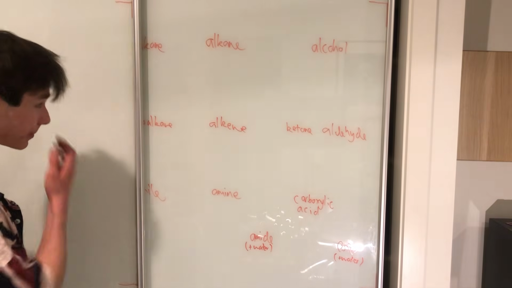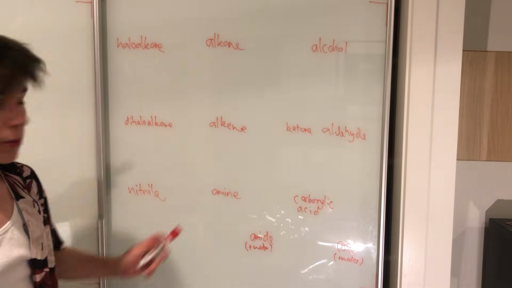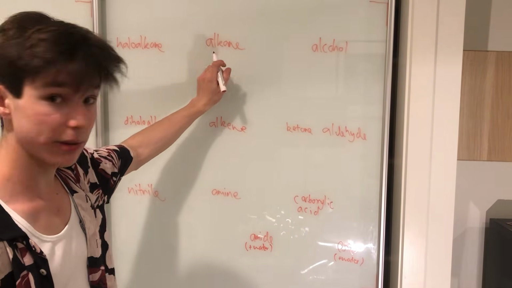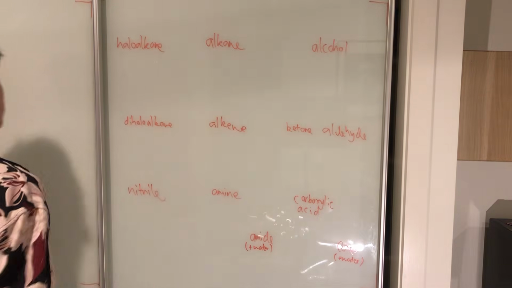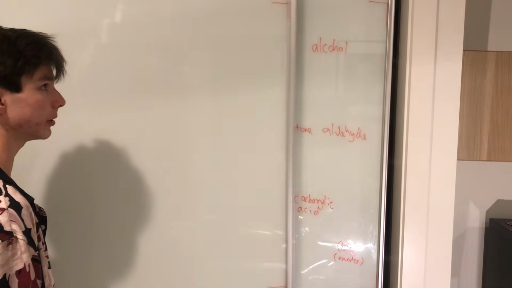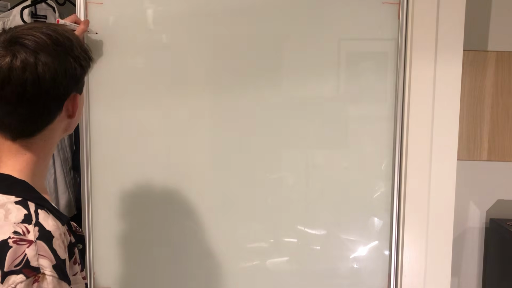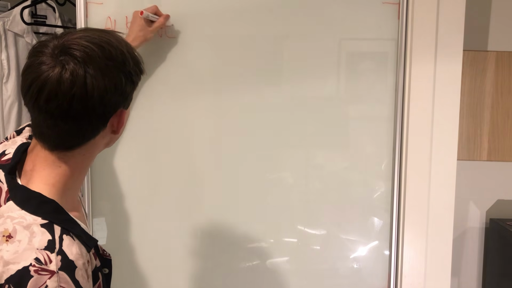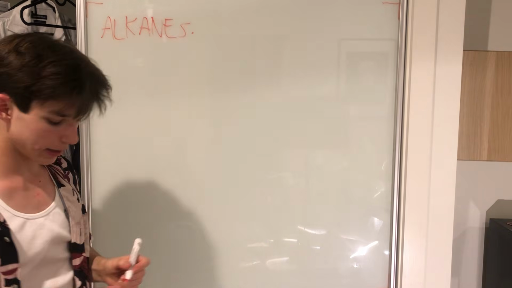That's the big picture. So like I said, we're going to go one class of compound at a time. We're going to start with alkanes. So pull out a page of notes or a page in your notebook, and we're going to start with a big heading: alkanes. Okay.